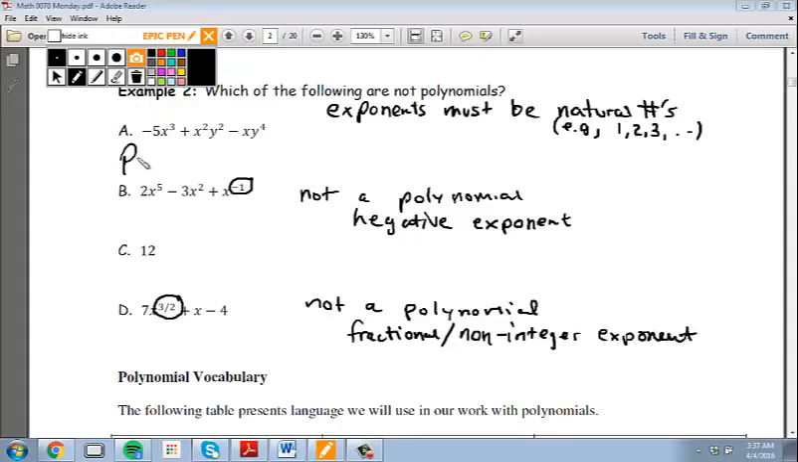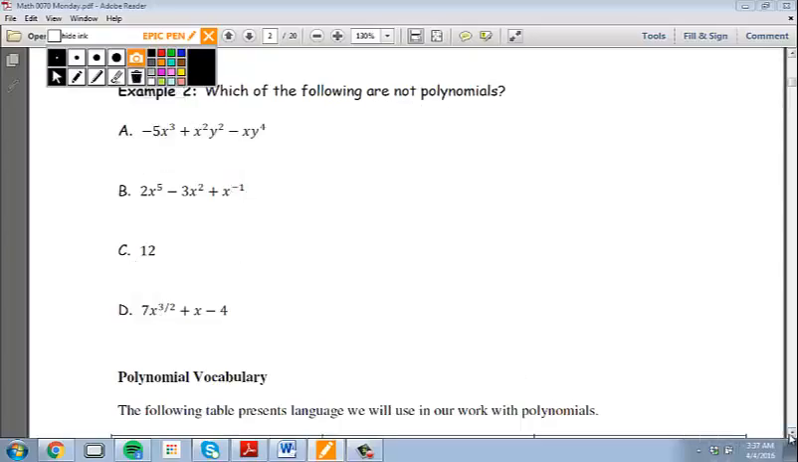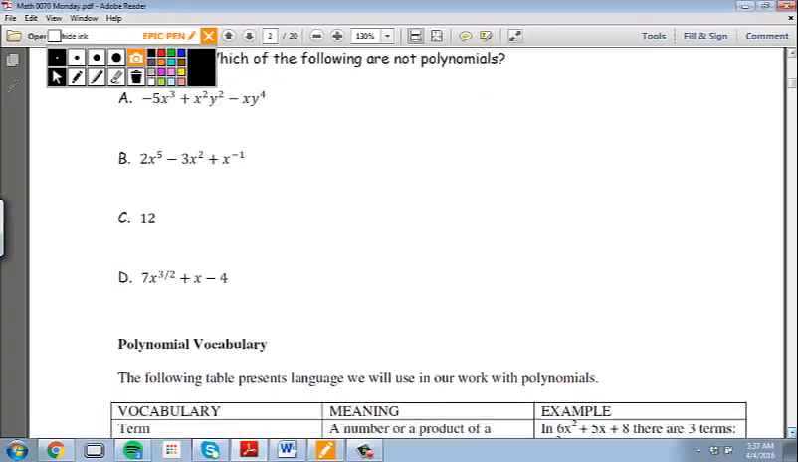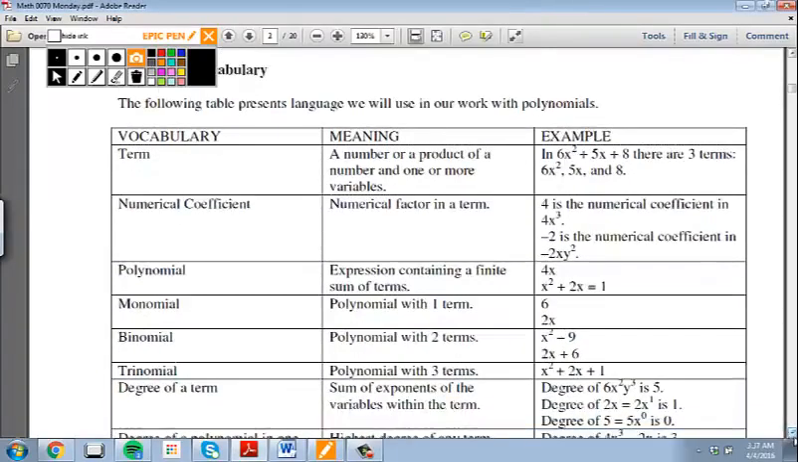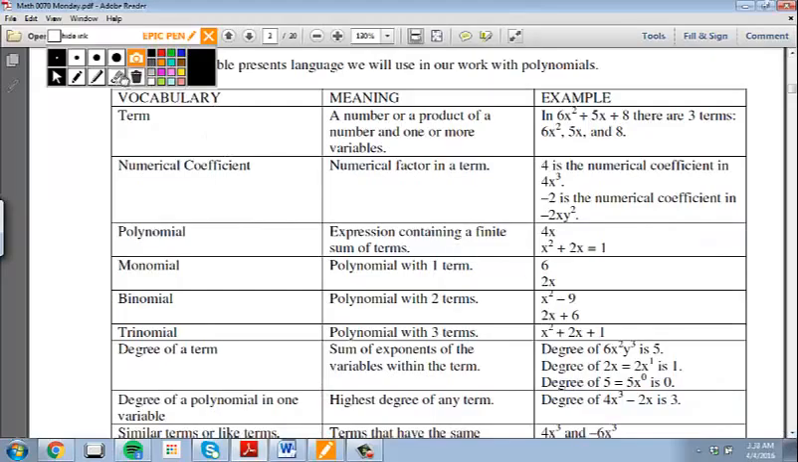Alright, that means that A must be a polynomial because it doesn't break any of our rules for not being a polynomial. And 12 is a polynomial as well, even though it's just a constant or a number by itself. Alright, so hopefully that is all okay with everyone. But there are just some additional examples of polynomials and non-polynomials there. Polynomial vocabulary can get a little bit tricky. We talked about terms just now. Alright, so this one would have 3 terms. We talked about numerical coefficient just being the number in front of the variables.